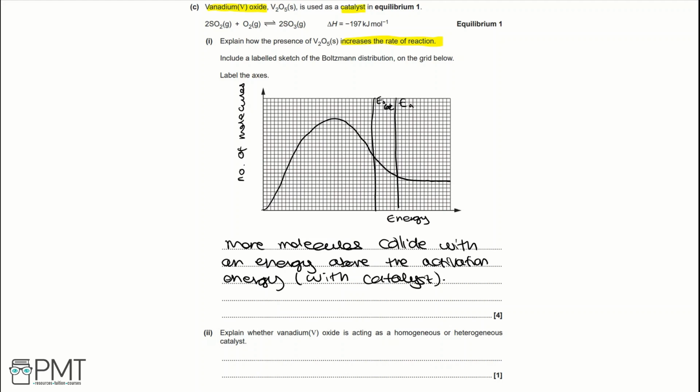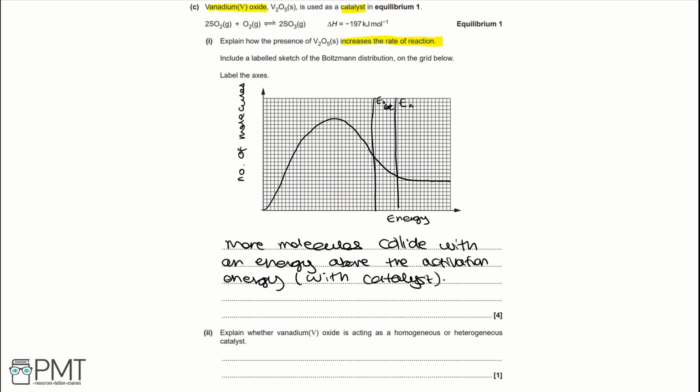To get the marks for this question, you get a mark for correctly labelling your axes, a mark for having the correct general shape of a Boltzmann distribution curve, a mark for correctly identifying that the activation energy with a catalyst is shifted more to the left, or labelling this on your Boltzmann distribution curve as we've done here. And then you get your 4th mark for writing the statement that more molecules collide with an energy above the activation energy. And this is related to why the presence of a catalyst increases the rate of reaction.